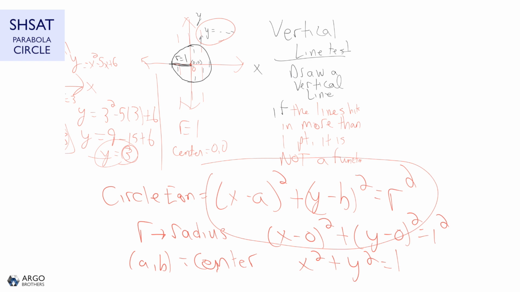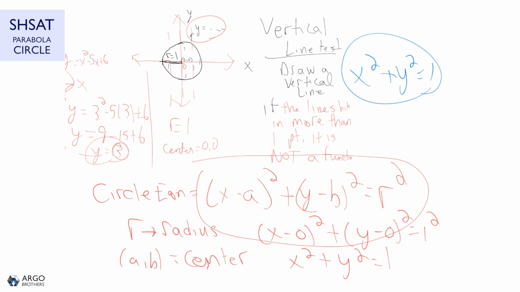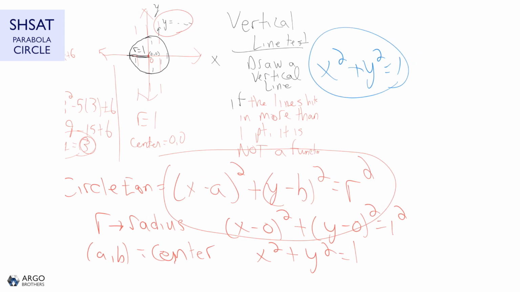So I'll write it here. Equation of this circle is x squared plus y squared equals 1. As simple as that. And you can see that if you plug in a certain x value, you're going to get two y values. And you can try and solve it. You'll get a negative and positive for every version. And that's okay. But the point is, now we know how to graph circles.